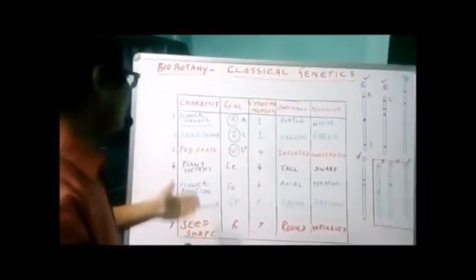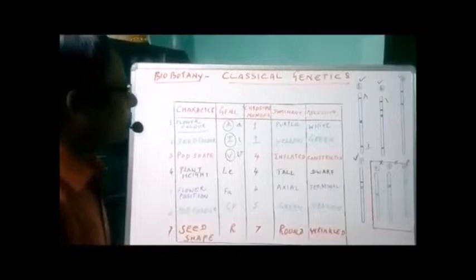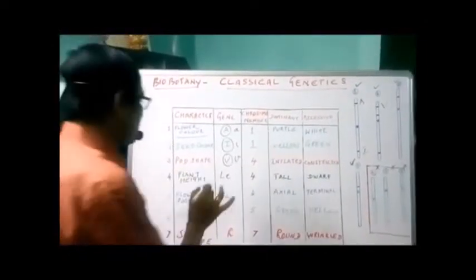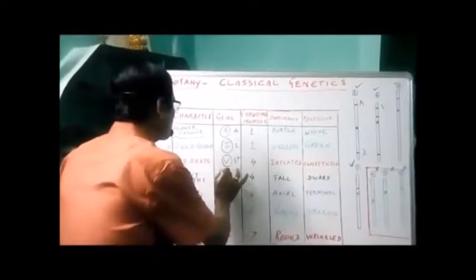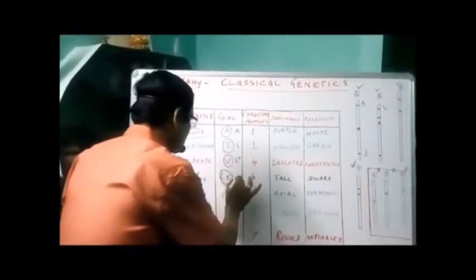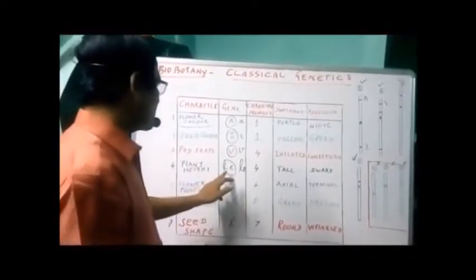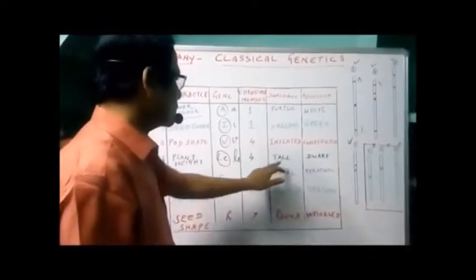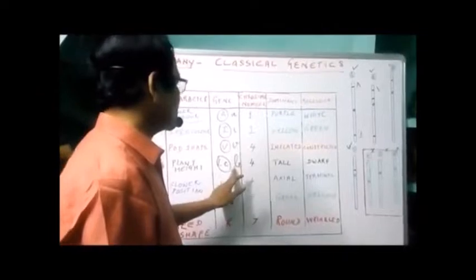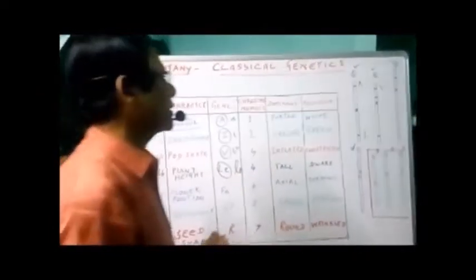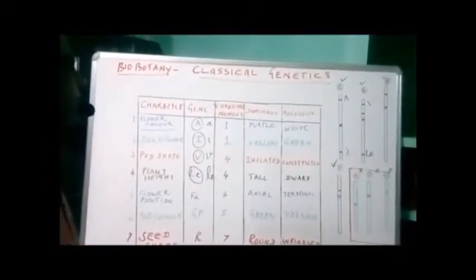Now the next one, plant height. The gene for plant height is also located in chromosome number 4. And that is the gene LE. This is the dominant gene. So this is the recessive gene. So the dominant gene capital E produces the tall plant, and its recessive form produces the dwarf plant. So here is a gene. I am taking only the dominant gene for the plant height.